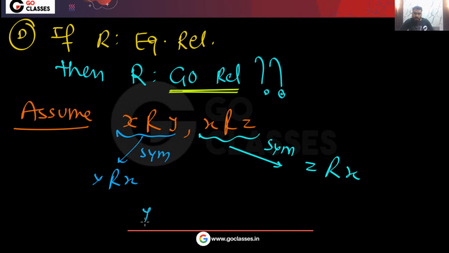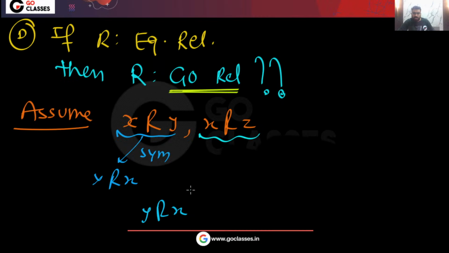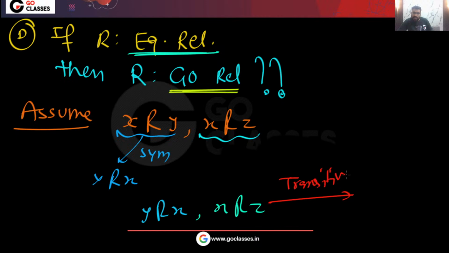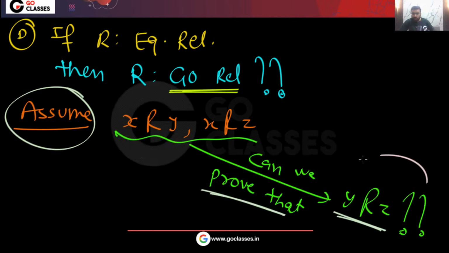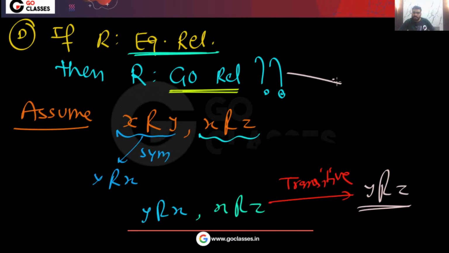Notice one thing. y is related to x and x is related to z. You can see because y is related to x and x is related to z, then because of transitive property, equivalence relation is transitive, right? Yes or no? Equivalence relation is transitive. So because of transitive property, y will be related to z. And this is what we wanted to prove. Okay, so I can say, yes, it will be a go relation.